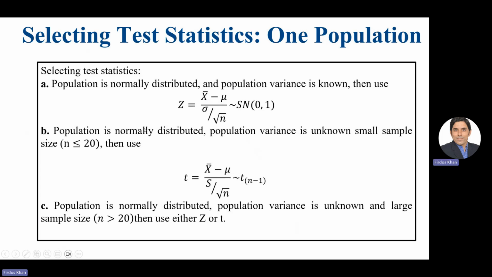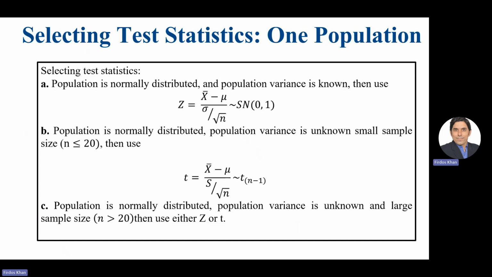In this case, the population is normally distributed, the population variance is unknown, and the sample size is small. This is another thing we can add: sample size less than 20, or you can say 30. Mainly it is 30, but in some books it is written 20. I agree with less than 30, the sample size should be less than 30.